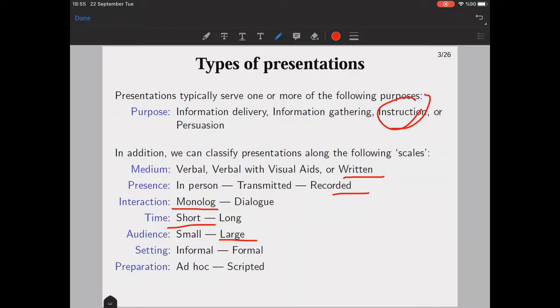And the setting can be informal or formal. I don't think this is formal, so it's rather informal. And the preparation can be scripted or ad hoc, where you precisely plan what you're going to say. I think in my presentations, although I prepared the slides in advance, what I say here is mostly ad hoc.